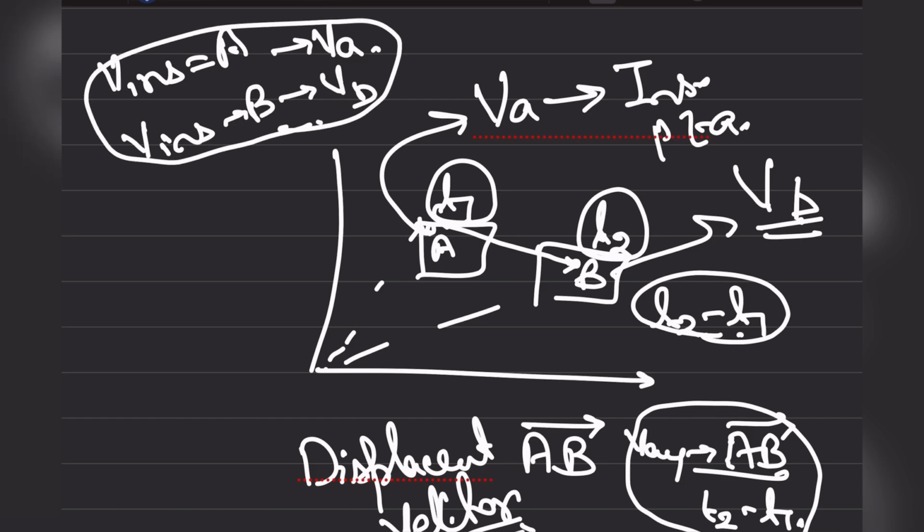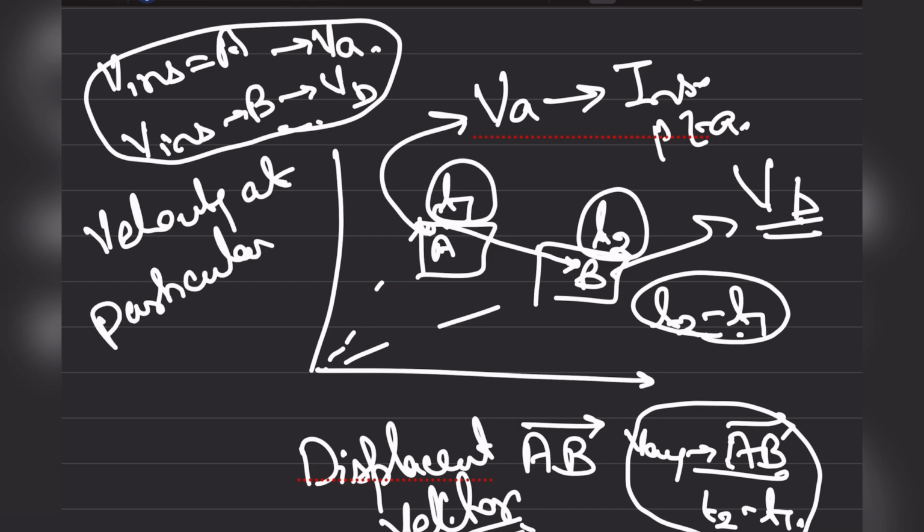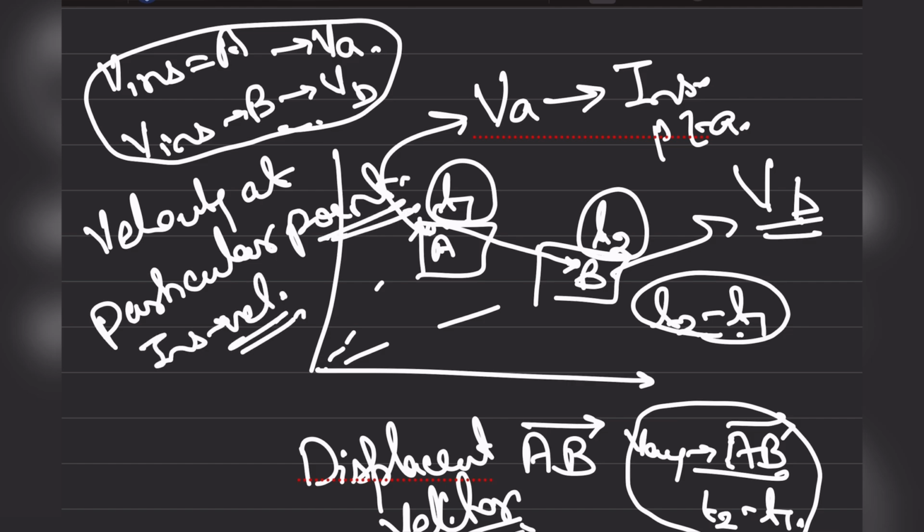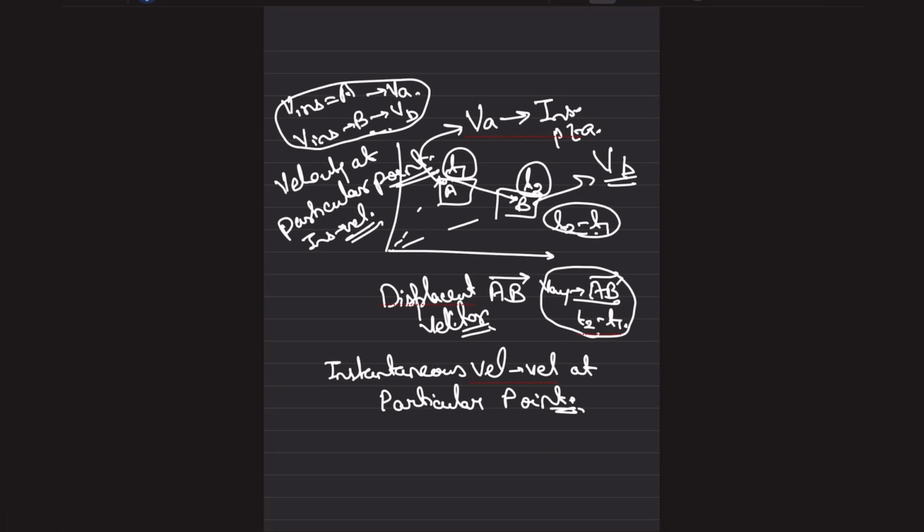So how is the instantaneous velocity defined? Instantaneous velocity is nothing else but the velocity at a particular point. The velocity at a particular point is the instantaneous velocity. This is how the instantaneous velocity will be defined.